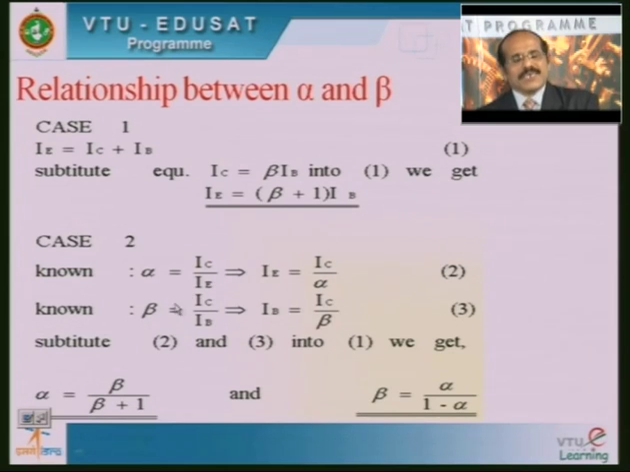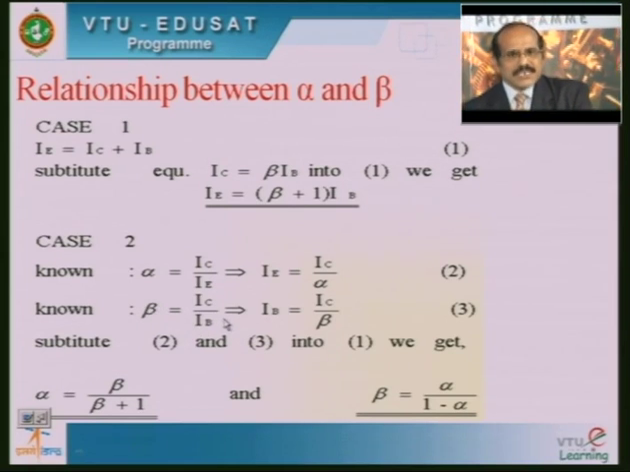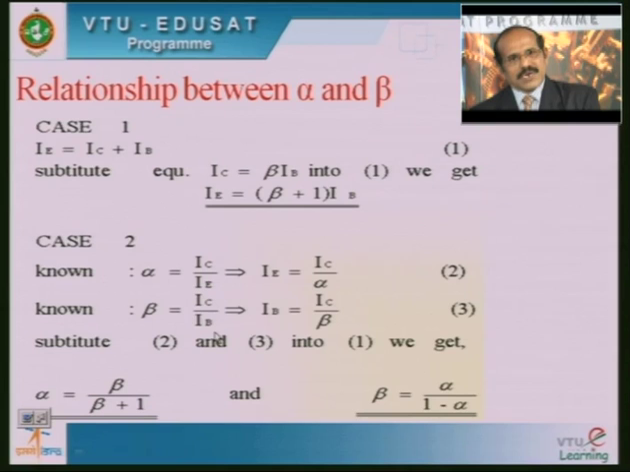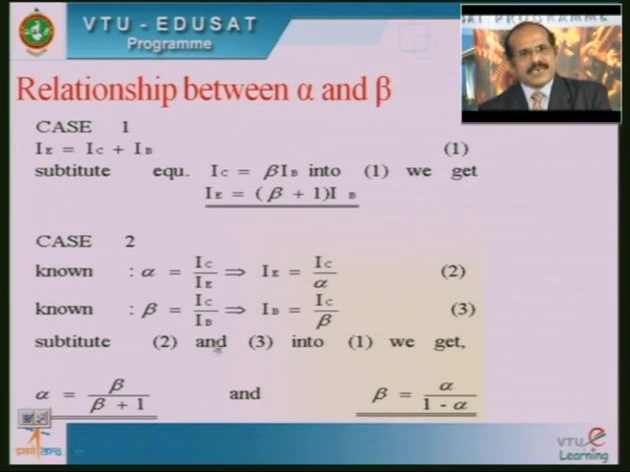Similarly, we know that beta is the common emitter DC current gain, which is once again a ratio of the output current by the input current. But in common emitter the output is the collector current and the input is the base current, and from this we can say that IB is equal to IC by beta. You can assume this as equation 3. If you substitute equations 2 and 3 in equation 1, we get alpha is equal to beta by beta plus 1, and beta is equal to alpha by 1 minus alpha here.